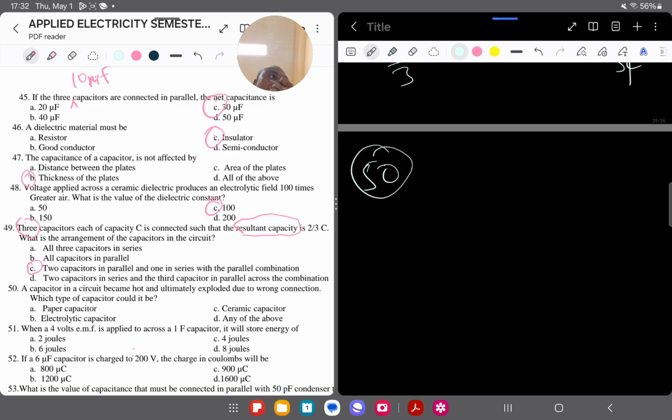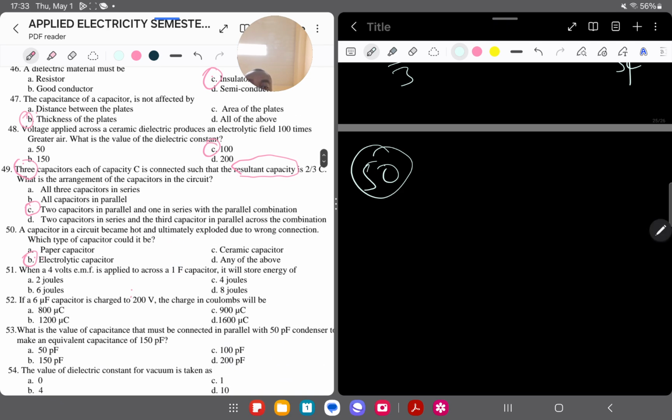Why? Because with electrolytic capacitors, what we tend to do is combine or add some material like aluminium. We can add some conducting material to them, so as a result, they can easily become conductors. So if you switch the polarity, that can cause the capacitor to explode, right? So the answer here is going to be B, the electrolytic capacitor. Now we go to question 51.